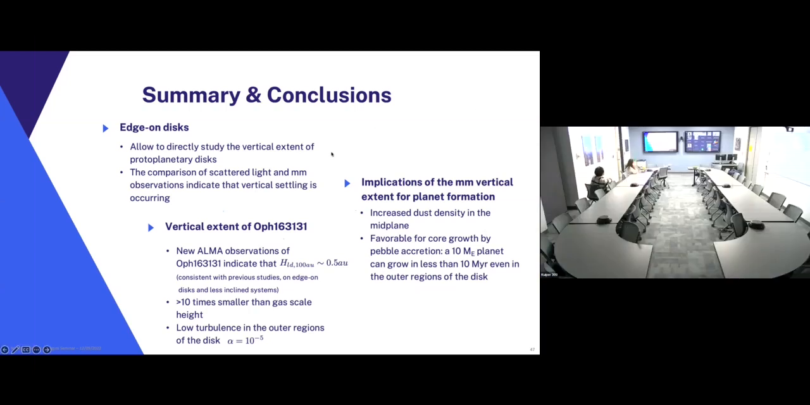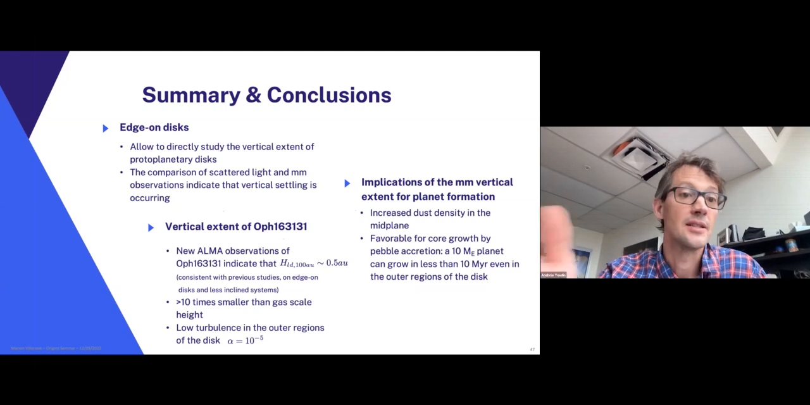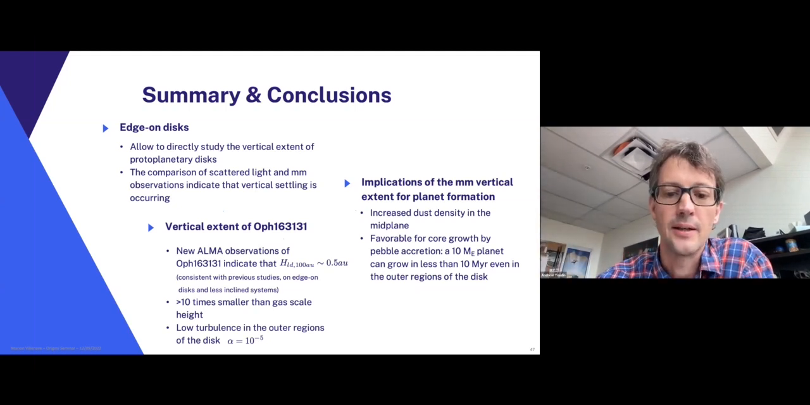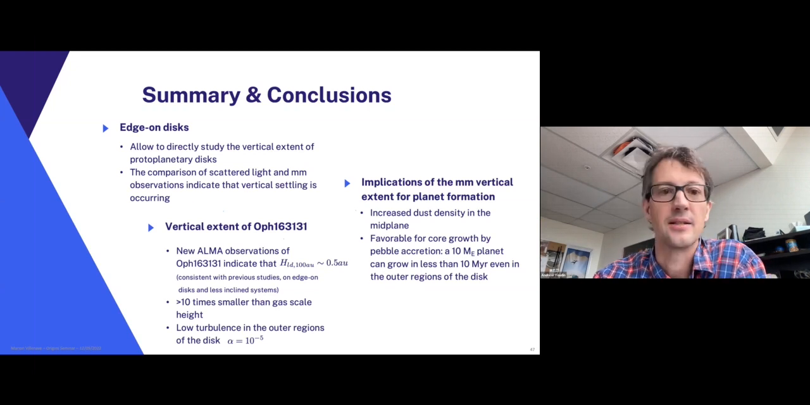Okay, Andrew. Yeah, hi. Thanks again for the talk. So obviously the difference in radial and vertical turbulence is something that would be very nice to understand. And this is a great step in that direction. I wonder if you could discuss a bit how robust do you think the observational constraint is?